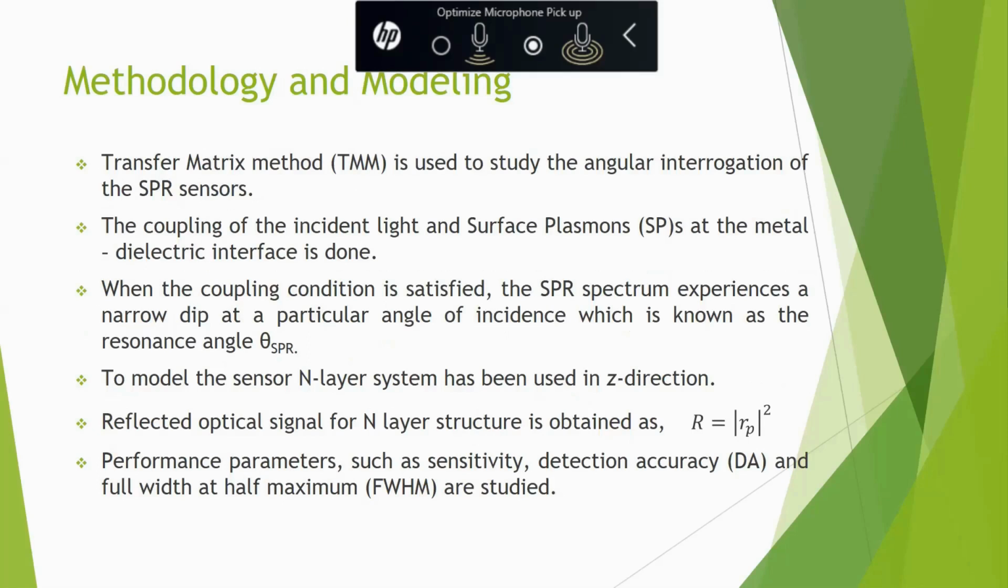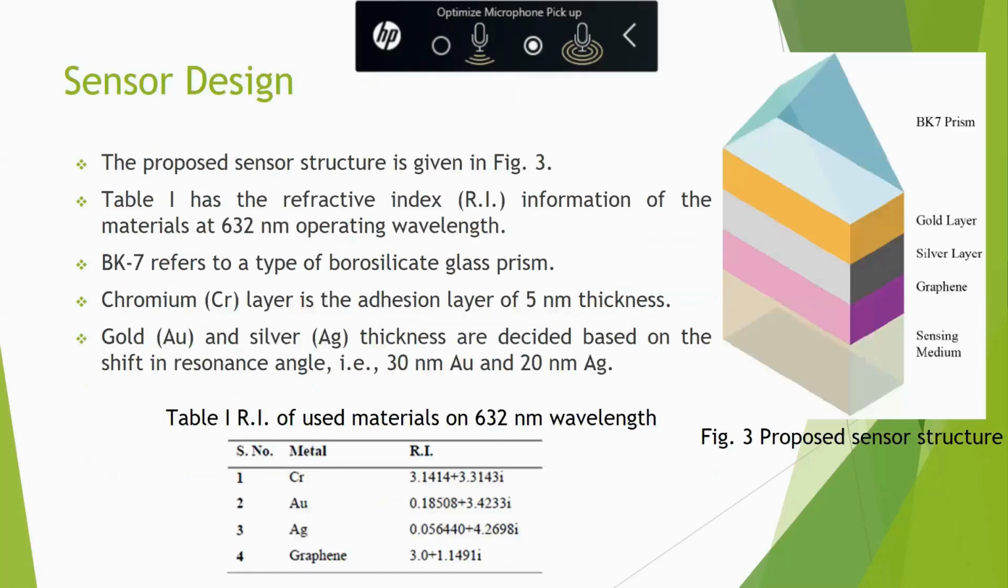We did an analytical study using the transfer matrix method, and in this method we need to break our whole system into small pieces, and then we do the analytical study. This is the sensor design which we chose. First is the BK7 prism, which we use to couple the light incident on the sensor, and then gold, silver, graphene layer, and the sensing medium.